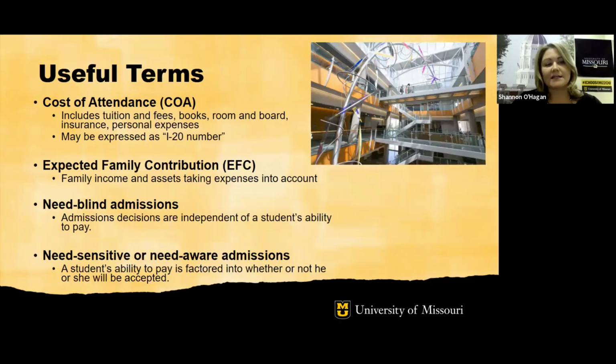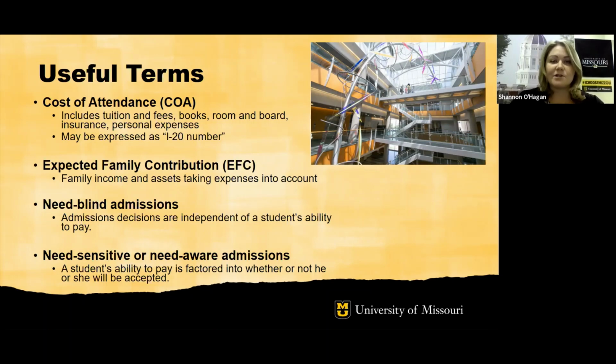Another term that you'll find is expected family contribution, or EFC. This is the estimated amount that your family is expected to pay towards the cost of attendance. It takes into account your family income and the assets that you have available.